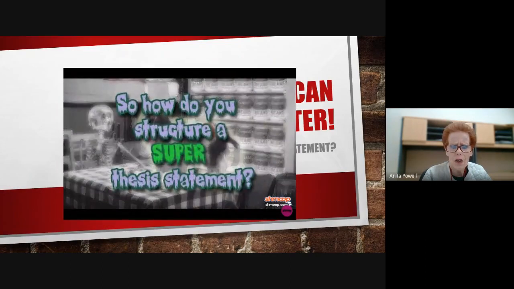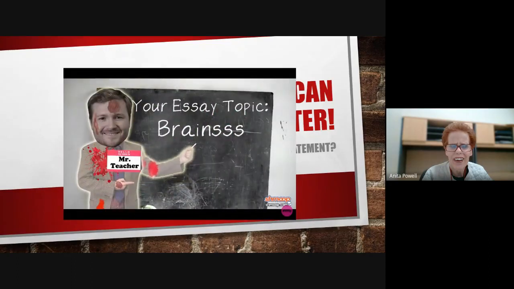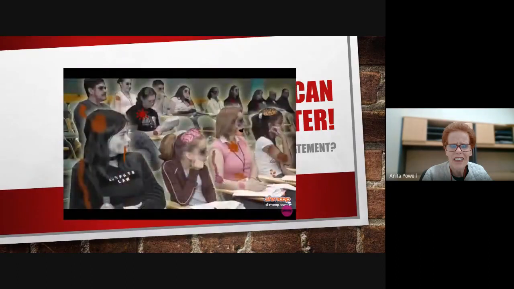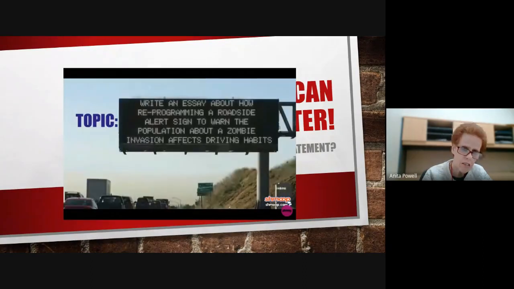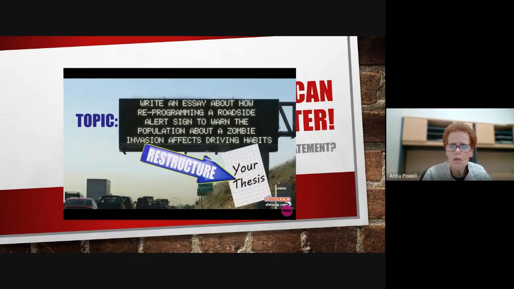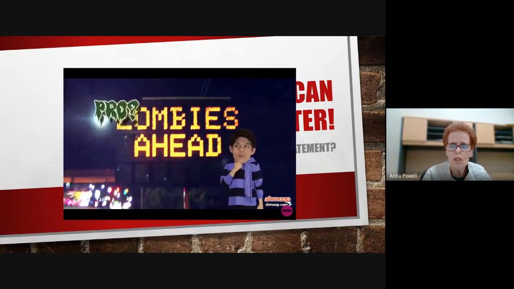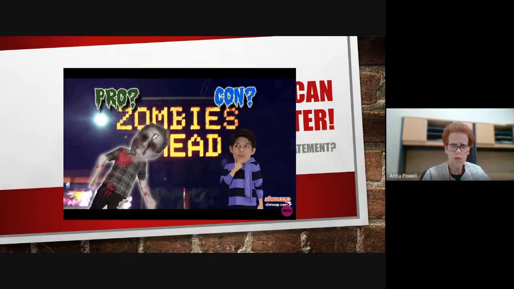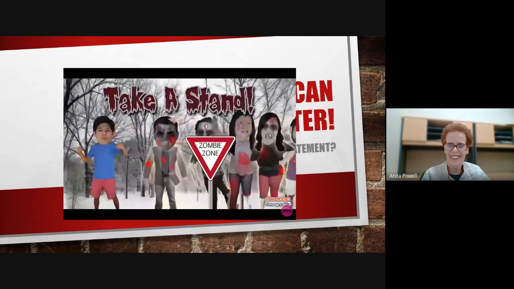So, how do you structure a super thesis statement? Well, if you've been given an essay topic, the easiest way to write your thesis is simply to reword the topic. If your topic is write an essay about how reprogramming a roadside alert sign to warn the population about a zombie invasion affects driving habits, you can restructure the topic into your thesis. A good way to do this is to make a definitive statement about it. Are you pro or con? Either way, take a stand, just like you would against zombies.